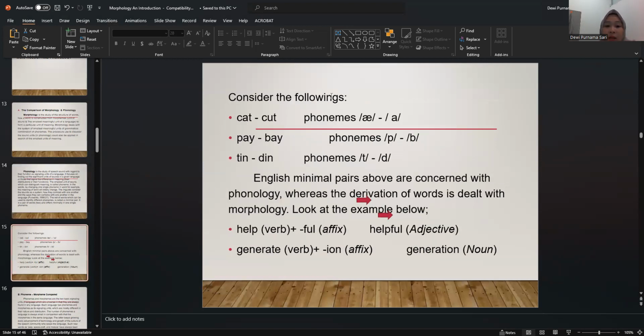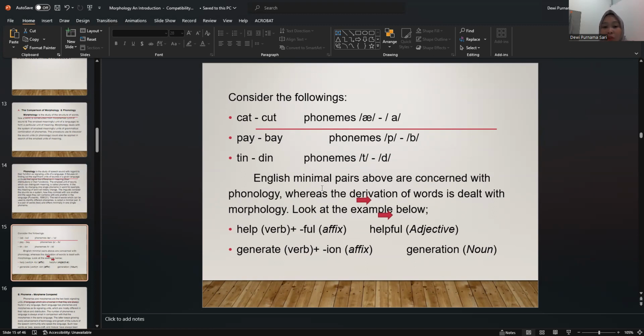Example. So let's see the following example. Like in the words cat and cut, the phonemes are a and u. Then the second one, pay and bay: the sounds p and b are different. And then tin and din: the consonant phonemes t and d are different. So the sounds are quite similar, but the phonemes are different.